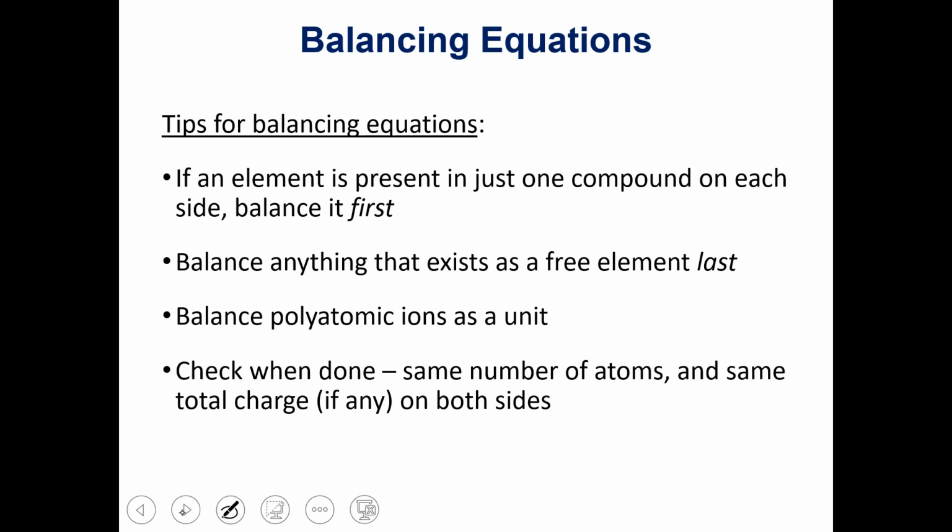If you have polyatomic ions, balance those as a unit. The number of each element that's in a polyatomic ion is not going to change from side to side. So just balance the whole ion as a unit, and that's less work for you to do. Then when you're done, you want to check that you have the same number of atoms, and if you have charges in the reaction, you want to make sure you have the same total charge. We don't deal with a whole lot that have charges at this point, but it's something to be aware of. But you definitely want to make sure you have the same number of atoms on each side.